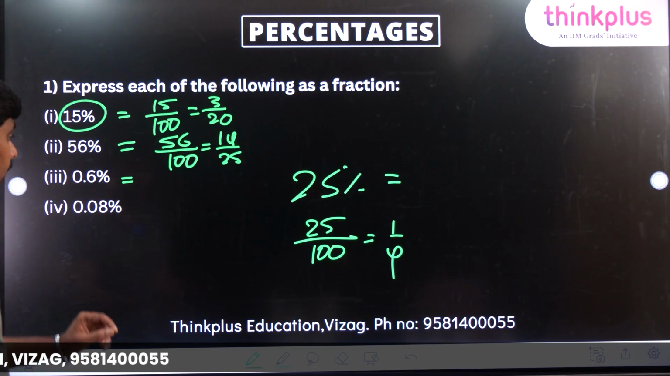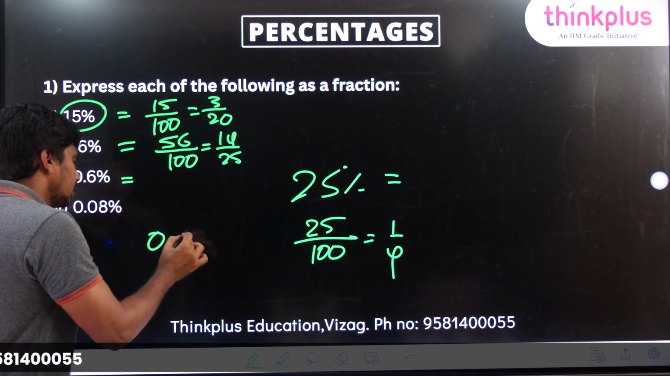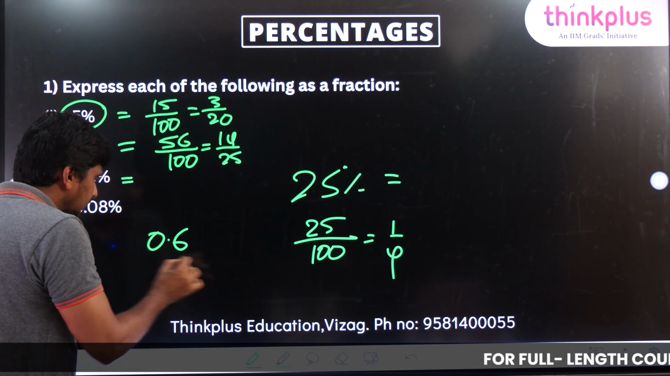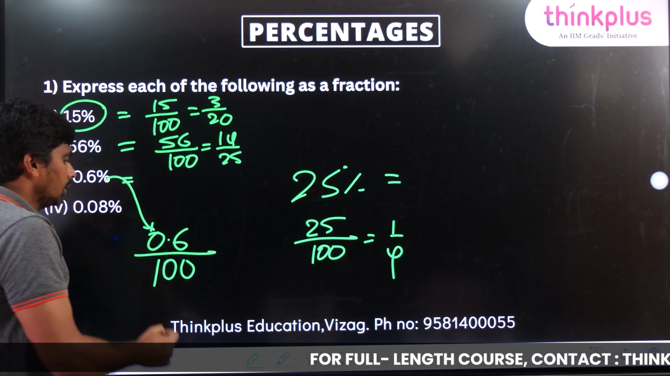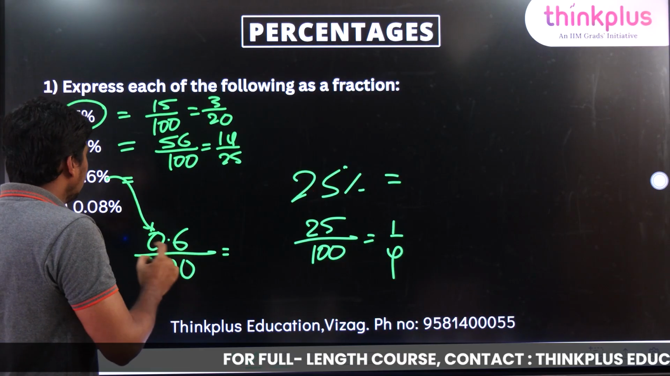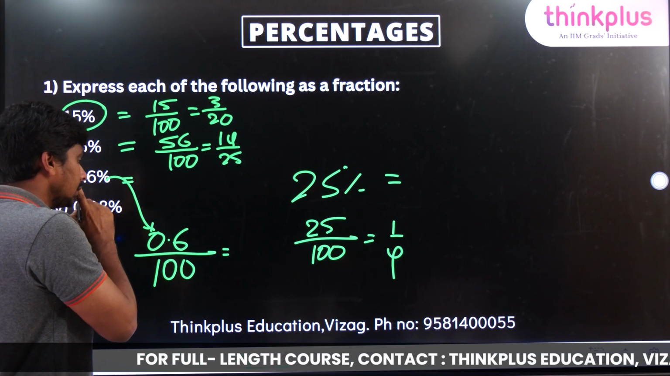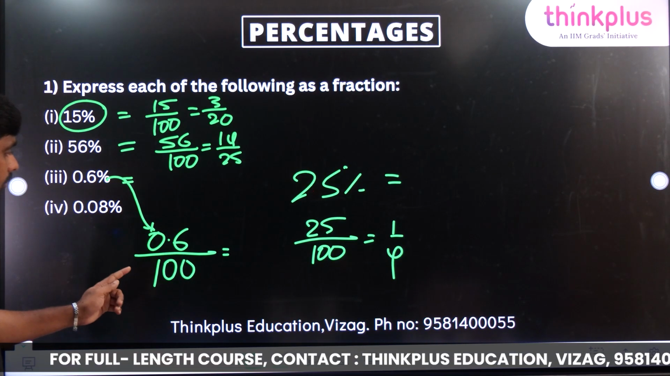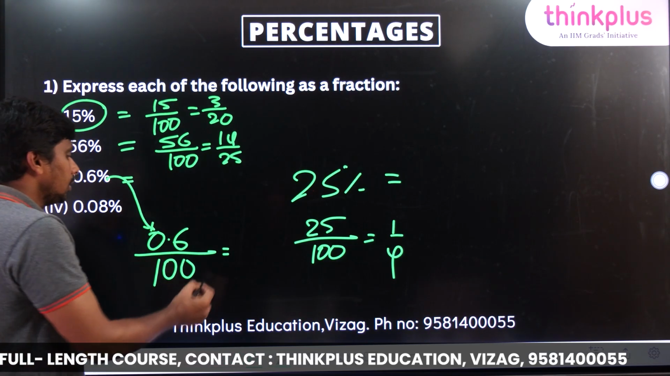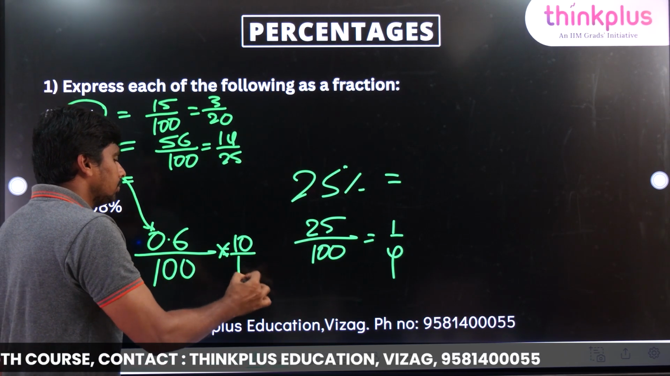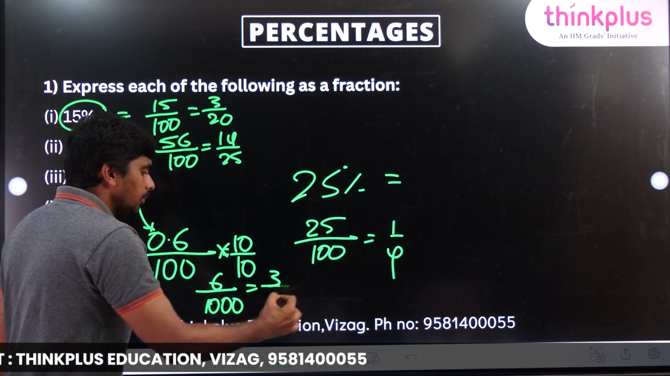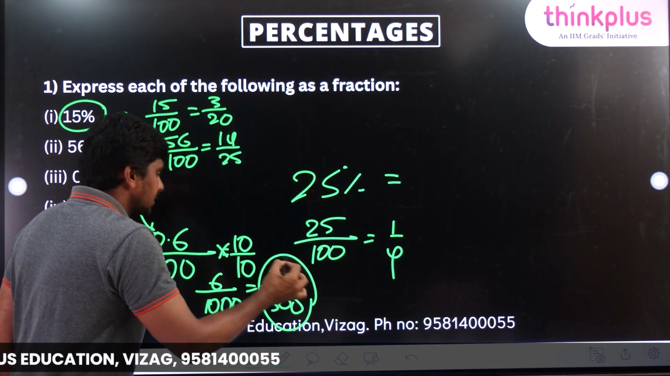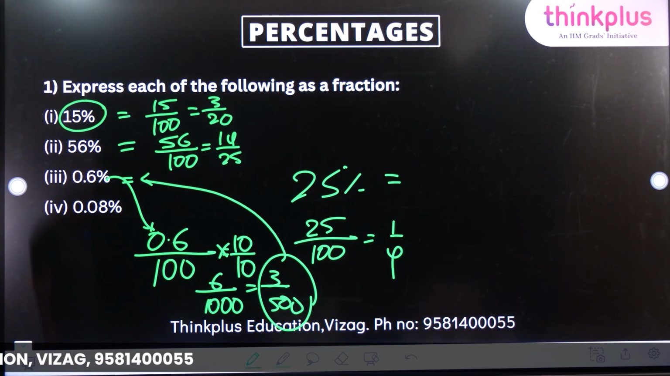0.6%. Guys, a lot of people will get confused here. 0.6% means they multiply with 100. Percentage means every time you should divide only by 100. Percentage to fraction means this will become 0.006. They are asking to keep it as a fraction, so I can't write 0.006. So what I will do is multiply it by 10 and by 10. This will become 6 by 1000. If I simplify this, I'll get 3 by 500. This is the fractional value of 0.6 percentage.